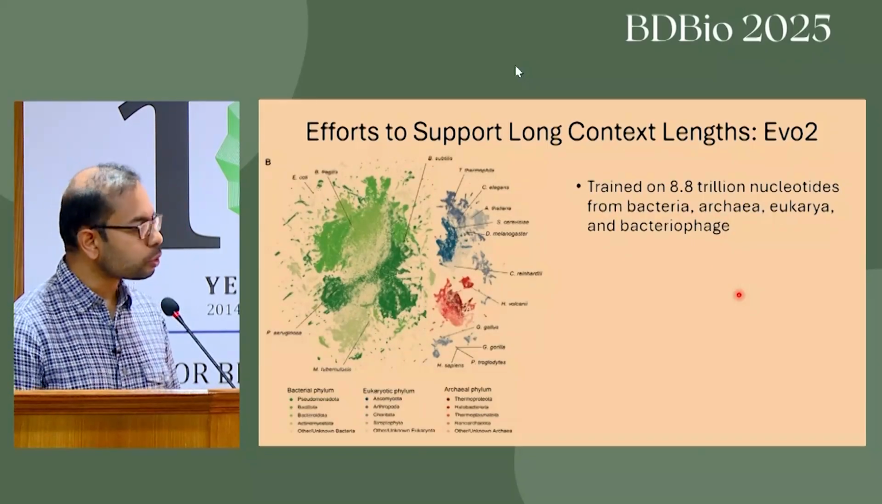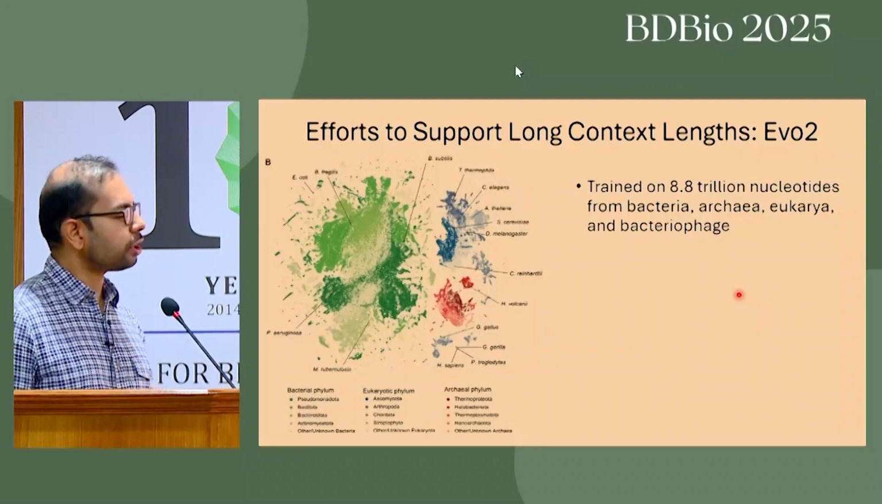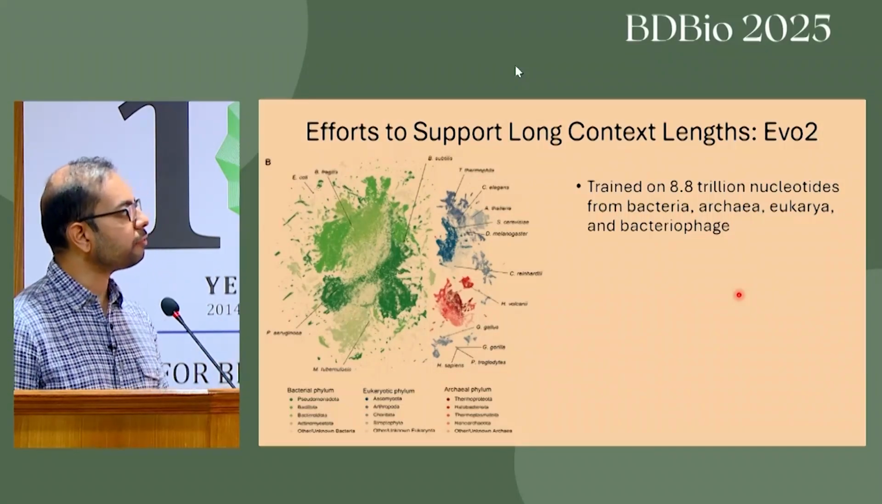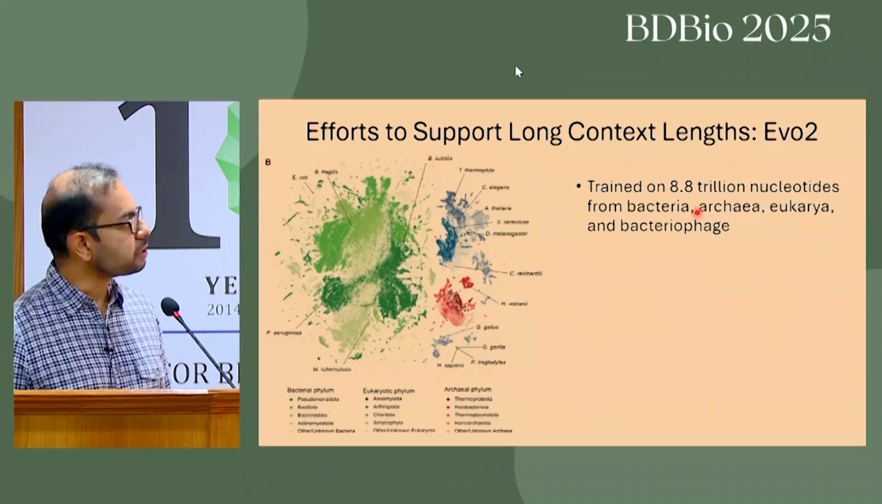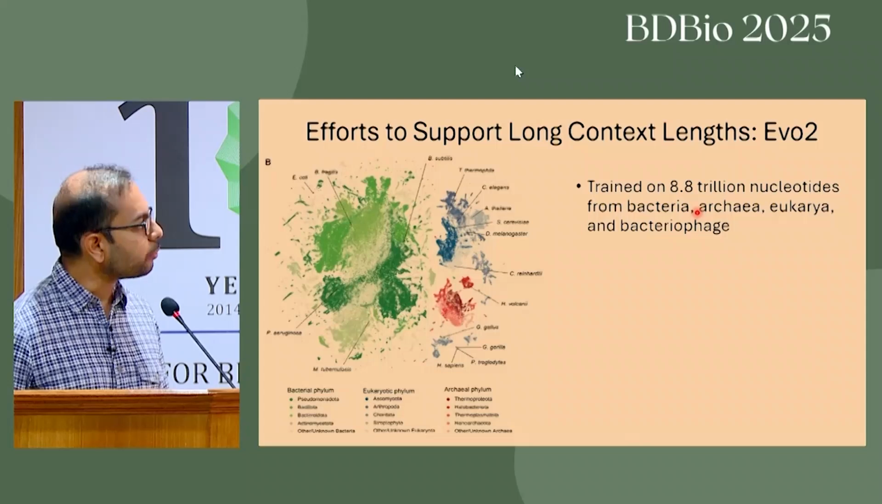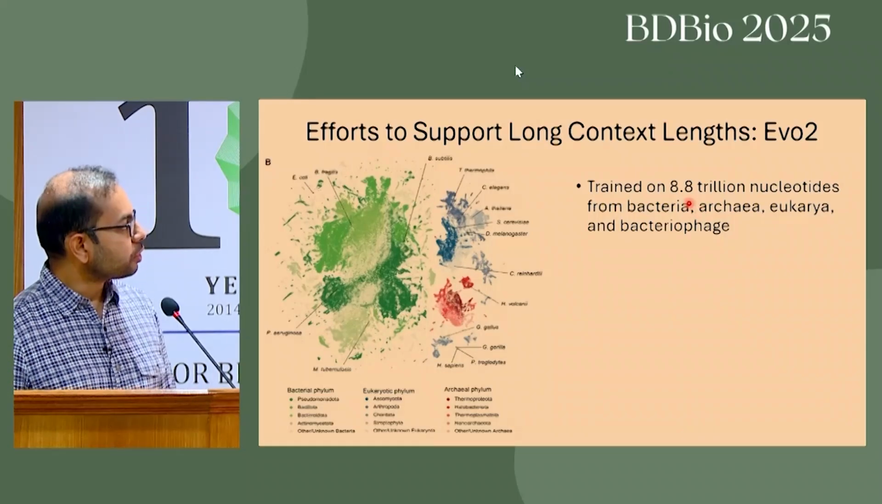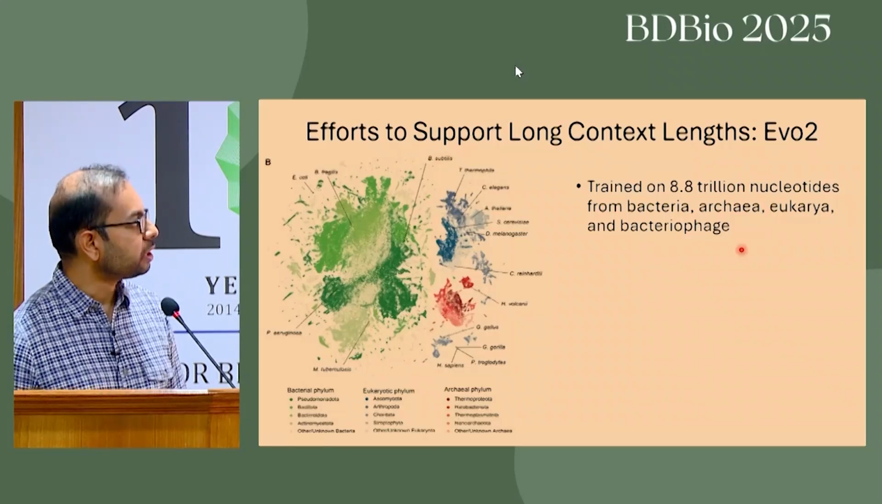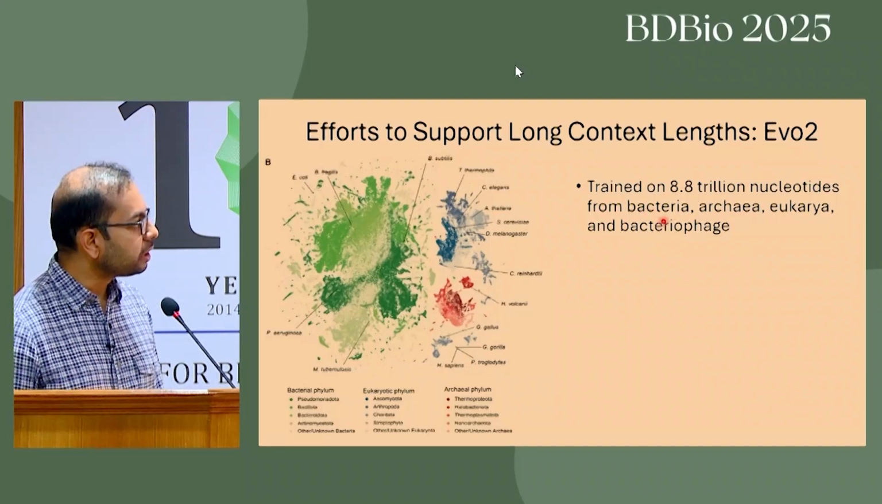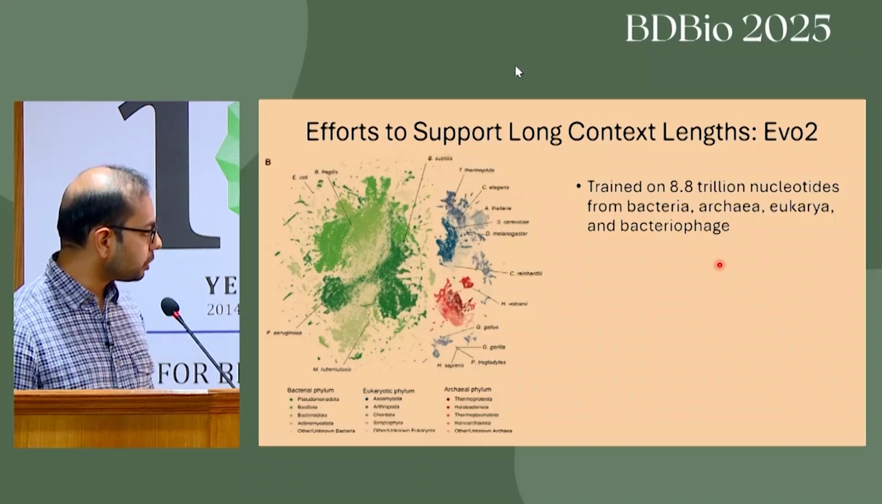EVO2 is also trained on a very large amount of data. In the previous lecture, we heard anything which is 10 trillion or up thereabouts is what is considered modern. So it is trained on 8.8 trillion tokens, or 8.8 trillion nucleotides. And these are coming from bacteria and various different kinds of organisms.